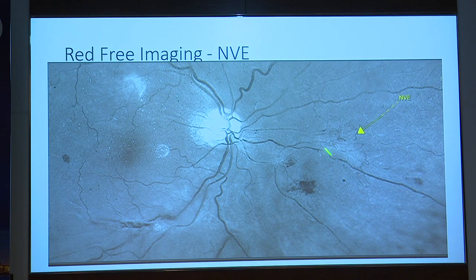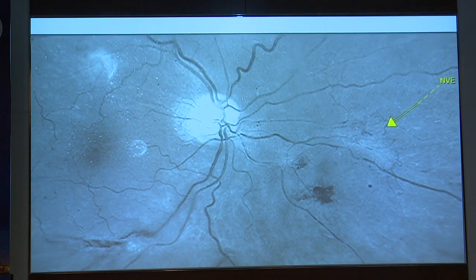And again, a patient who was not fit for FFA, you did this red-free, and you could see that NV here, you can document it, and you don't have to do an FA to start the treatment.